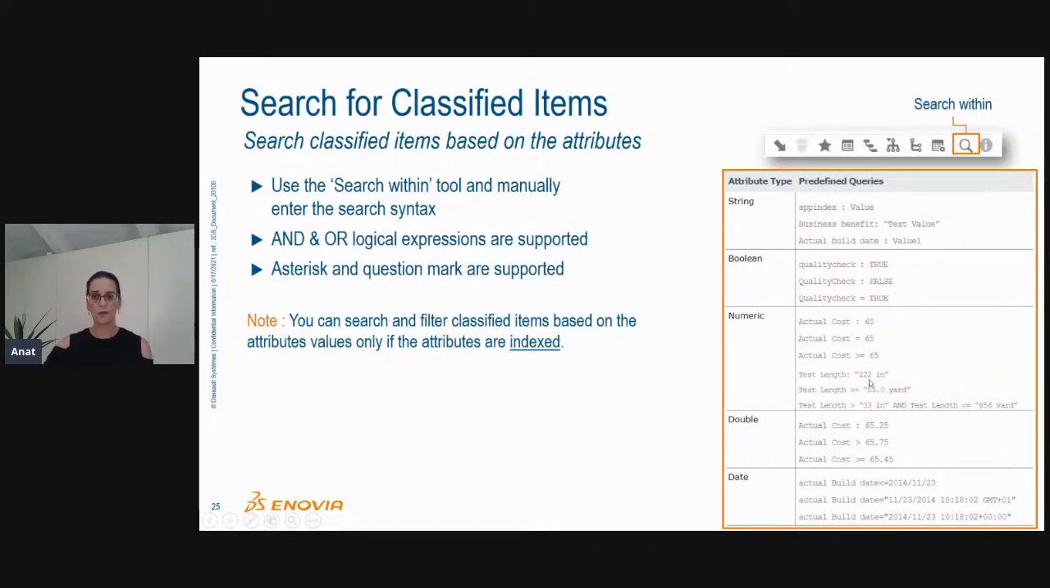And if you want, you can also add units. For example, test length bigger or equal to 55 yard. You can note that we have a space between the value and the unit, and therefore we need to use double quotes. Actually, you can search with different units, and the system automatically converts the entered search criteria values to the units stored in the database. Similar to global search, you can also use AND and OR logical expressions, and asterisk and question mark.